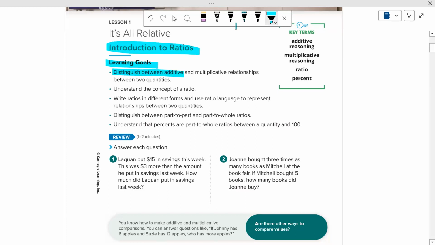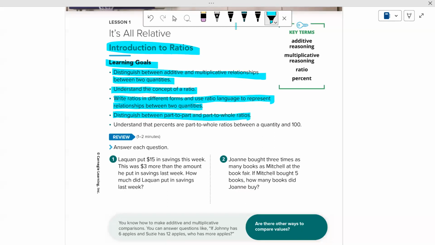We distinguish between additive and multiplicative relationships between two quantities. We understand the concept of a ratio. We write ratios in different forms and use ratio language to represent relationships between two quantities. We distinguish between part to whole ratios. We also are going to understand that percents are also part to whole ratios between a quantity of 100.